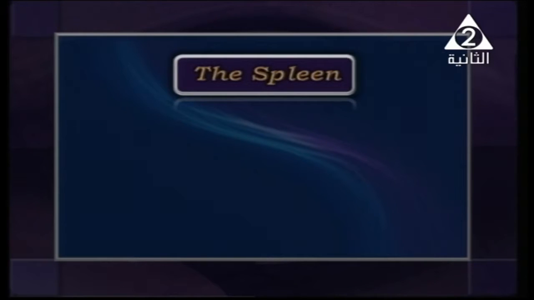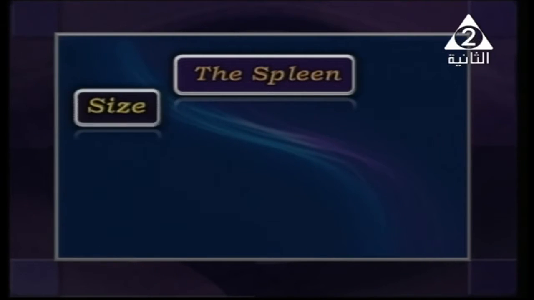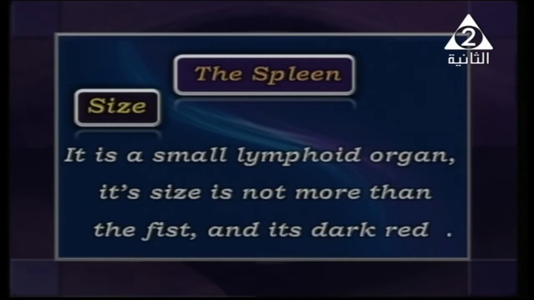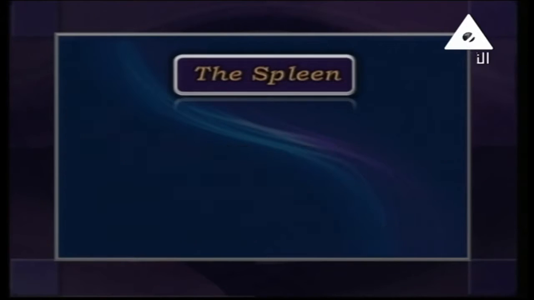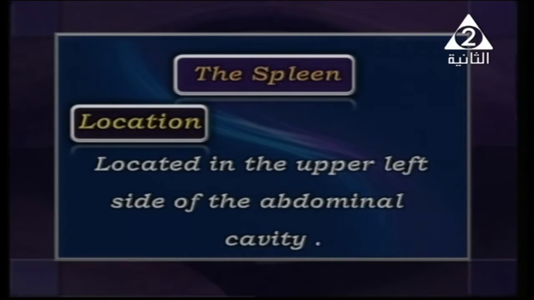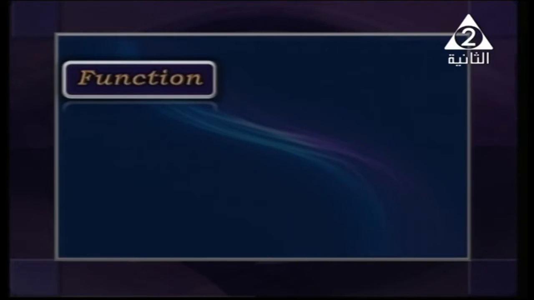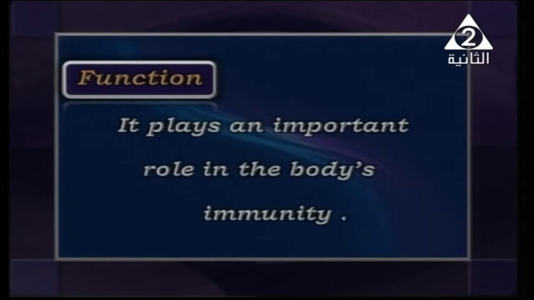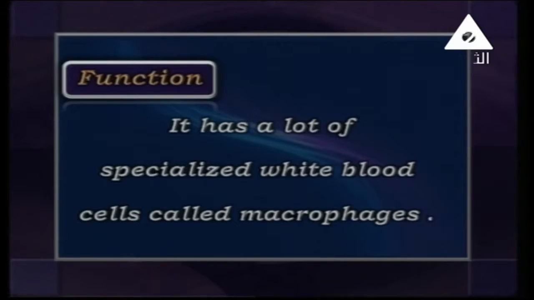After that, we have the spleen. It is a small lymphoid organ. Its size isn't more than about your fist, and it's dark red. Where is it located? In the upper left side of the abdominal cavity. But what about the function of the spleen? It plays an important role in the body's immunity. So it has a lot of specialized white blood cells. They are called macrophages. Remember that.